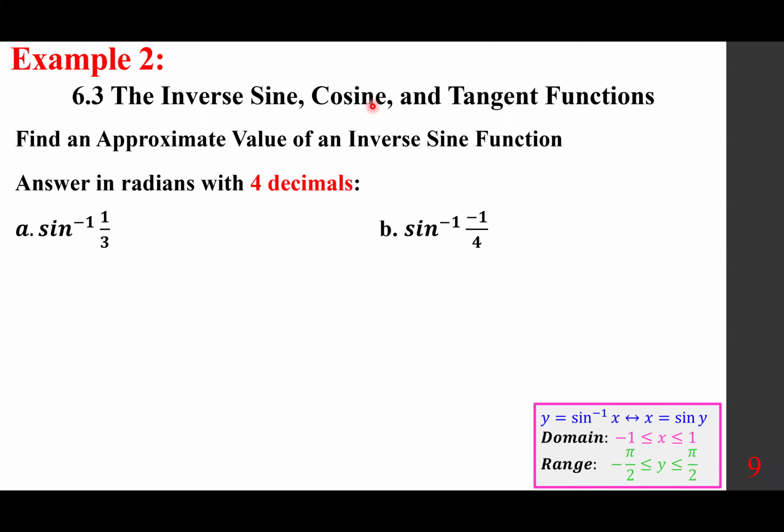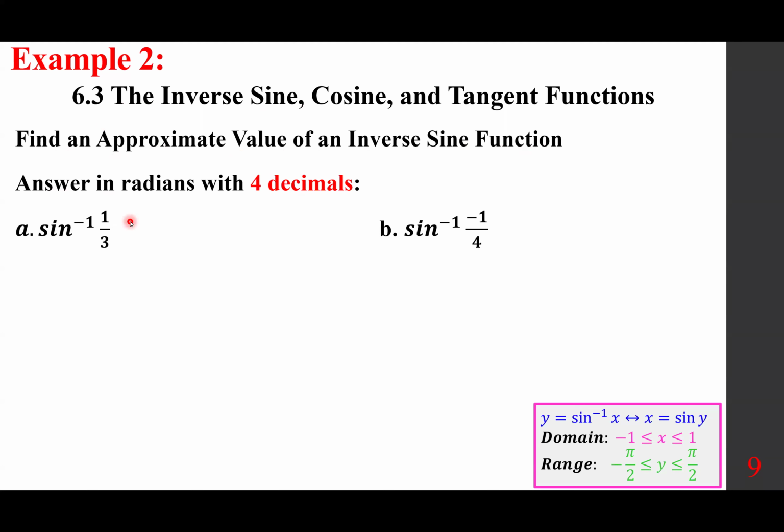The inverse sine, cosine, and tangent functions. Find an approximate value of an inverse sine function. Answer in radians with 4 decimals: sine inverse of 1/3. The reason they're asking for the approximation is that they are not common arcs, and ultimately we don't know the answer. We have to use a calculator.